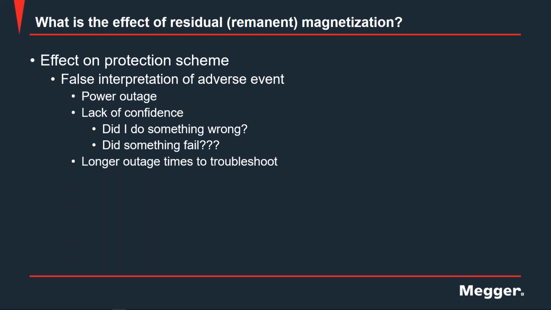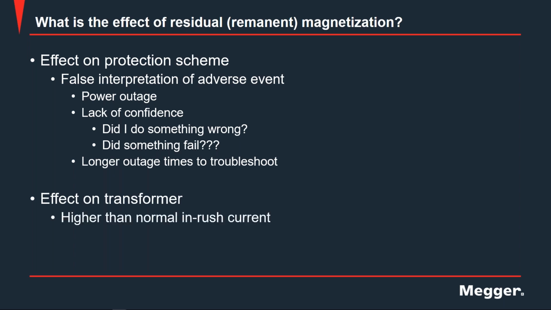The remnant magnetization, when it comes to the effect on your protection scheme, is definitely the greatest impact that it will have on you and your system. Of course, there is an effect on the transformer as well. This will lead to higher than normal inrush current, which can have the effect on the protection scheme as noted above. And more so, it can have unnecessary mechanical and electrical stresses on your transformer.